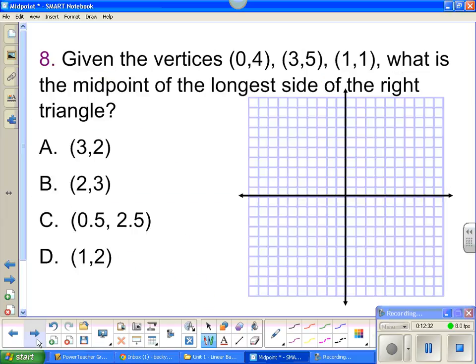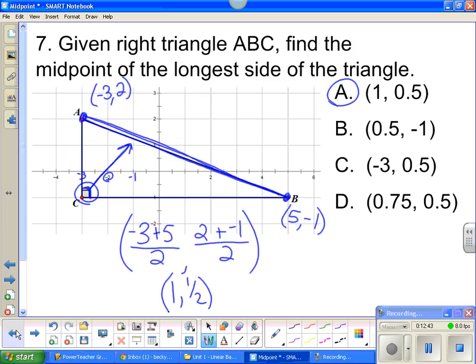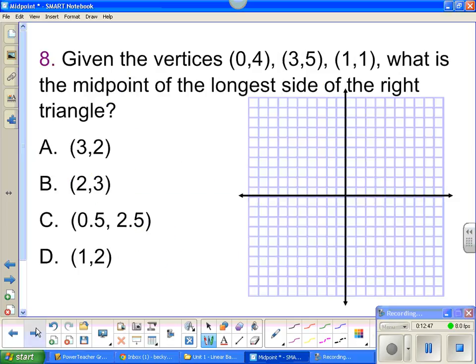Okay, now this one takes it a step farther. It says, given the vertices 0, 4, 3, 5, and 1, 1, what is the midpoint of the longest side of the right triangle? Well, we said in number 7 that the hypotenuse was always opposite the right angle. The problem with number 8 is I don't know where my right angle is, so I don't know between which 2 points is my longest side. So I have to graph this first.